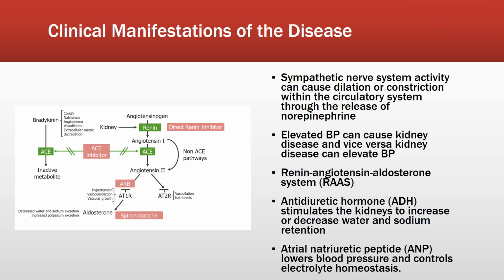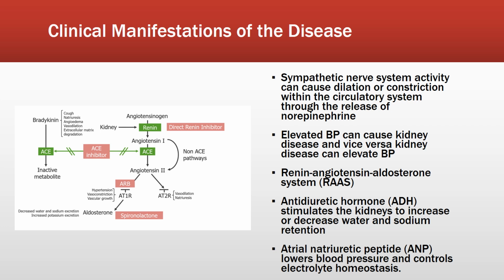The body systems that directly impact blood pressure and contribute to hypertension are the cardiovascular system, vascular system, sympathetic nervous system, and renal system. In the cardiac system, both stroke volume, the volume of blood ejected in systole, and the heart rate will impact blood pressure. In the vascular system, the elasticity of the arteries and veins and the diameters of their walls affect blood pressure. The sympathetic nervous system causes dilation or constriction within the circulatory system through the release of norepinephrine.